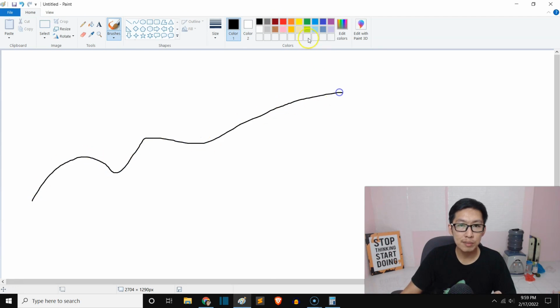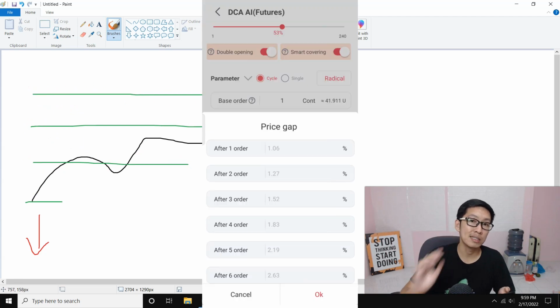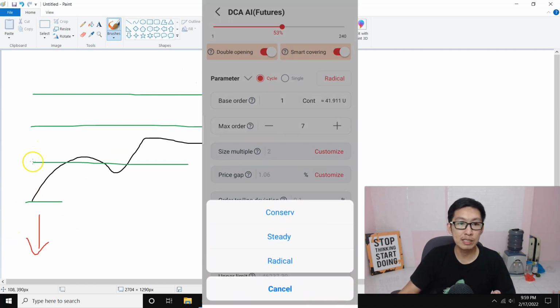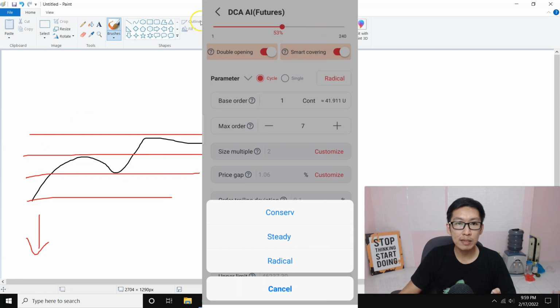So let's say this is the market, your position, you expect, you short it, and the gap here, okay, this is conserve, okay? The gap is larger and safer. The bot will wait until you hit this gap, then it will open position. Now, if you choose steady, the gap will be a little bit closer, okay? So the gap is closer and the bot will buy.